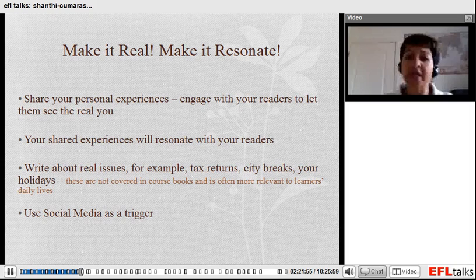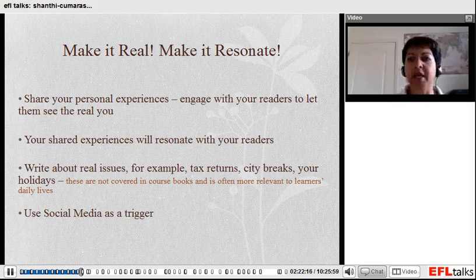Write also about real issues. Tax returns, city breaks. I know tax returns is not so great, but real issues are things that are not covered in course books. So people will see it's more relevant to them, and it also gives them the real language that's out there. I also use social media as a big trigger.